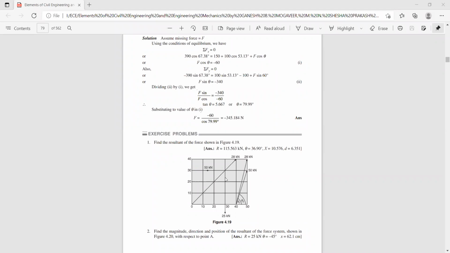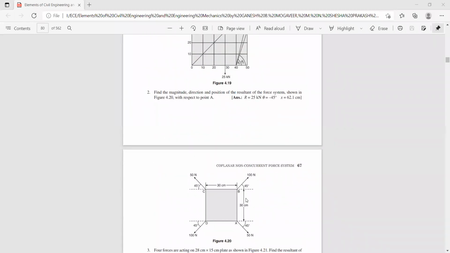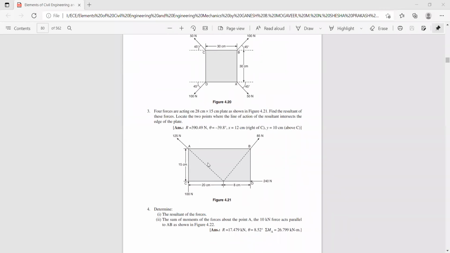Try this problem. Find the magnitude of the resultant, the direction of the resultant, and the x-intercept, and also the position of the resultant. Again, here you have one more problem like this. Just check the resultant: it is 25 kilonewton, theta is 45 degrees, and the x-intercept is 62.1 centimeters. It is going out of the figure. Okay, anyway, these types of problems we already solved.